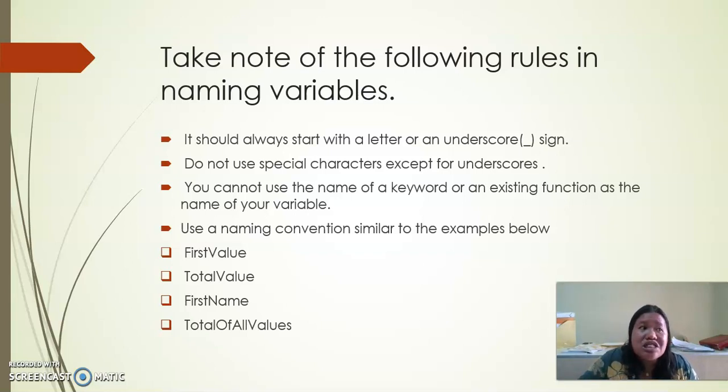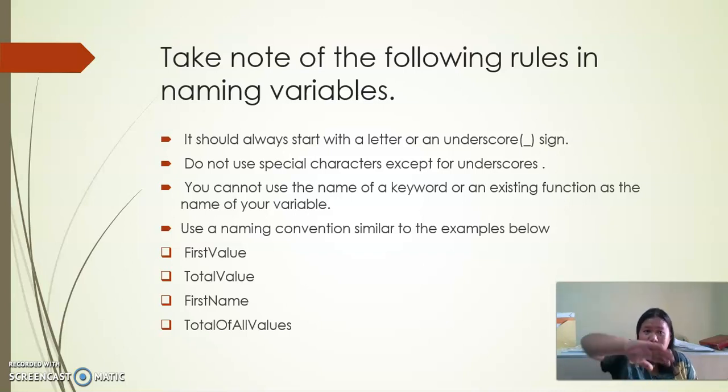These are the rules in naming variables. It should always start with a letter or an underscore sign. Do not use a special character except for underscore, and you cannot use the name of a keyword or an existing function as the name of your variable. Use a naming convention similar to the examples below. You have to capitalize the first letter of each word. That is the camel approach.